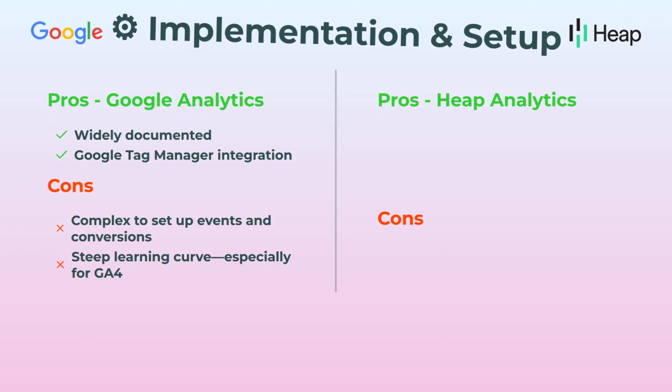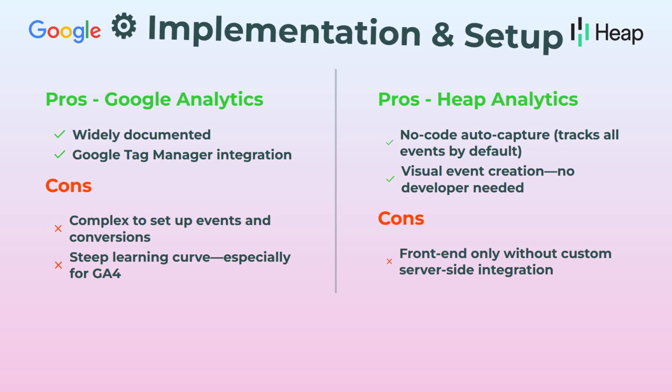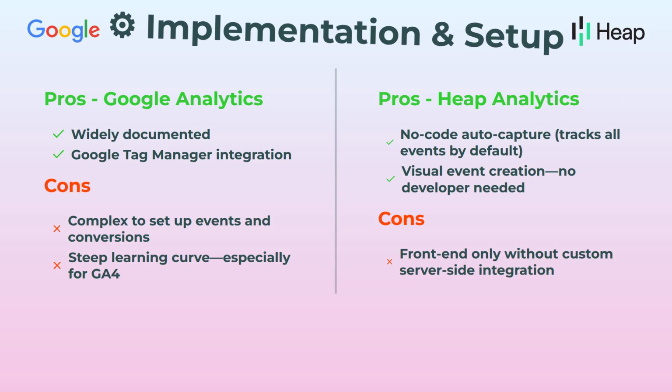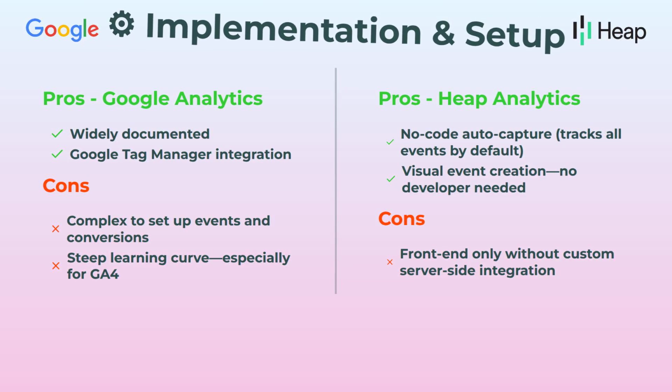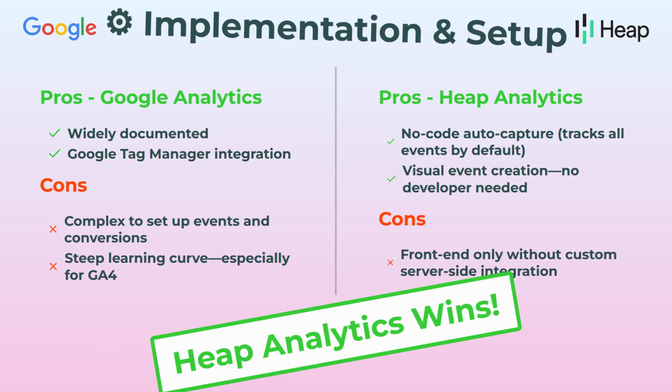Now, Heap is honestly a breath of fresh air here. It does this auto capture thing, tracks literally every event by default. You just plug it in and boom, it's logging everything. And if you want to set up something custom, there's a visual event creator, so you don't need a developer lurking over your shoulder. One thing though, Heap is primarily front-end unless you do extra stuff for server side. But overall, Heap smashes it in setup simplicity.